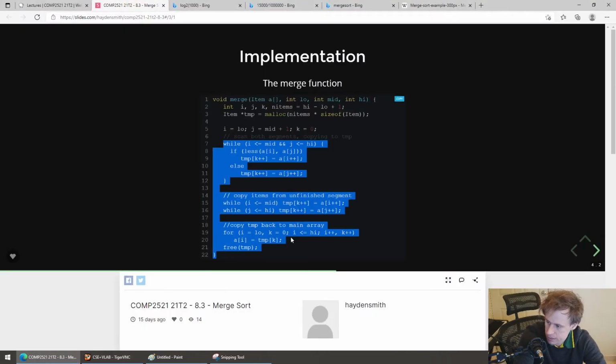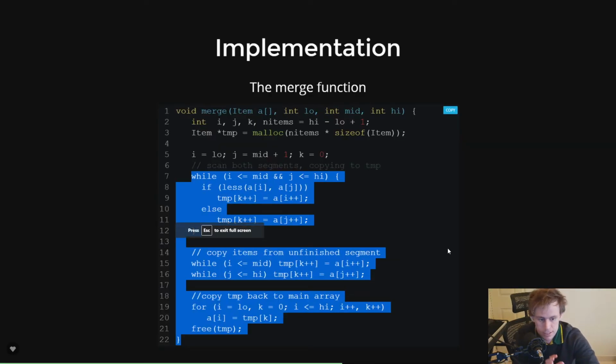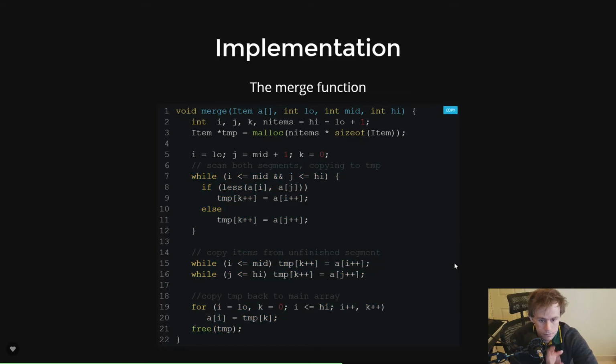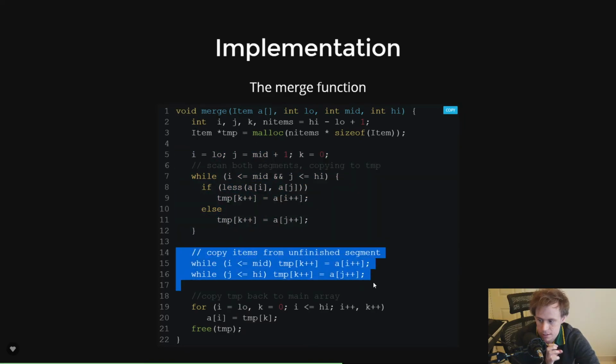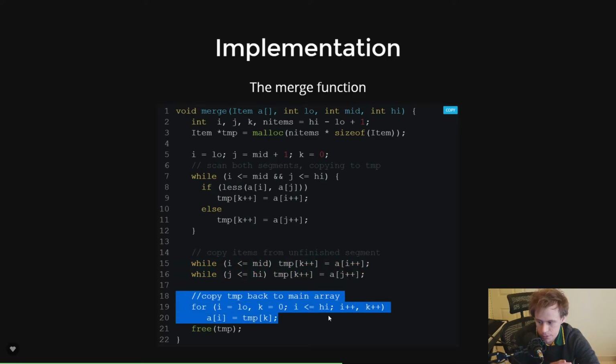But the merge thing is one of those things that you really just got to sit down and play with and look at. I can't go through this in excessive depth for you, but you can play with this, you can reason with it. It actually states the logic really clearly. It's like scan through both until one of them's empty, dump the rest of them in, copy from the temp array back to the main one.